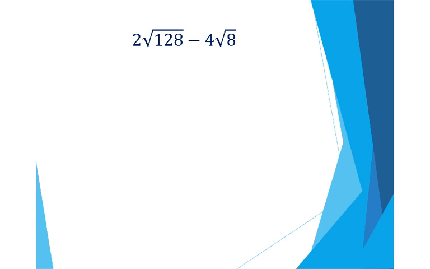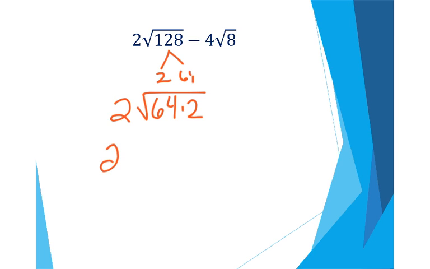Okay, the next one, 128. Got to break that down. Fortunately, I happen to know that that's 2 times 64. So 2 times 64 times 2. And I could break that down other ways, but if I can find a perfect square, that just helps me make this a lot faster. So the square root of 64 is 8. And so I've got 16 square root 2.